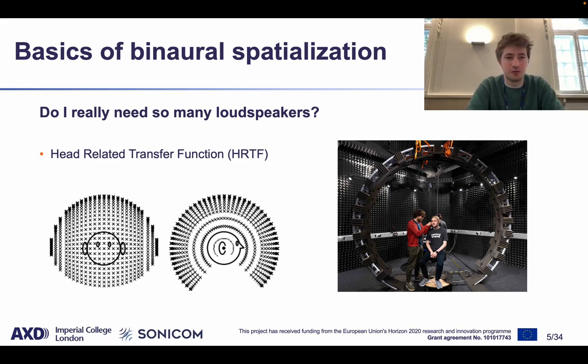We can solve this problem using what's called the head-related transfer function. And what this tries to do is it tries to exploit the fact that we only have two ears or two sensors, and tries to create the correct sound at those two sensors so that it sounds like the sound is coming from all around you. So it's basically a filter that tries to capture how your head perceives sounds coming from different locations, or different directions, shall we say.